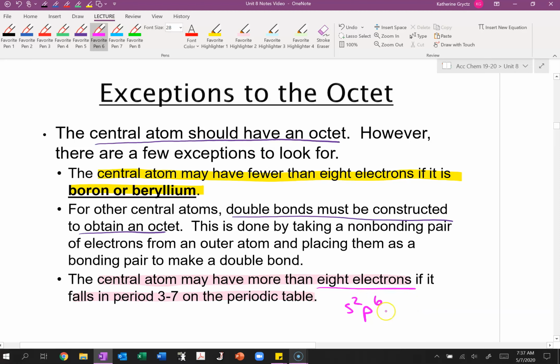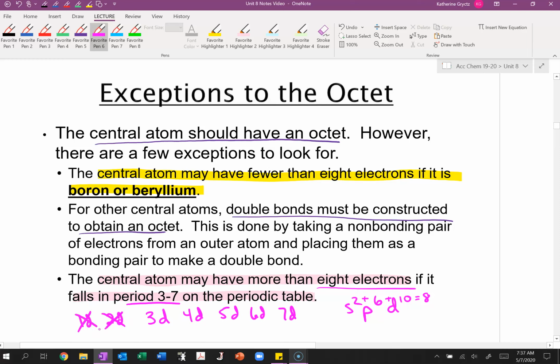The next one up would be the d orbitals, okay, which can hold an additional 10 electrons. So if an atom has d orbitals, it can hold up to 18 valence electrons. So why this little note says if it falls in period 3 through 7 on the periodic table, starting in energy level number 3, that is the first time we have d orbitals. So there's a 3d and a 4d and a 5d, 6d, and 7d, but there's no such thing as a 2d or a 1d. So those are not allowable.